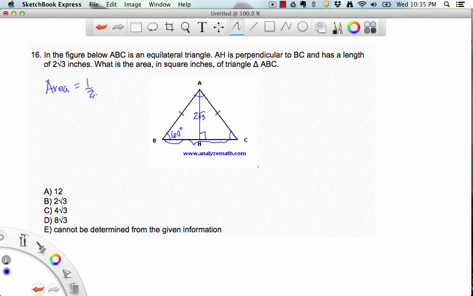The area of a triangle is half base times height. Okay, do we know anything? Yes, we know the height. So it's half whatever the base turns out to be times this 2 root 3. So the only thing we have to find to know the area is the length of the base, this whole base. But we don't have any information to find that directly.